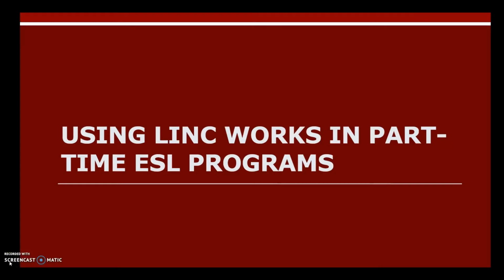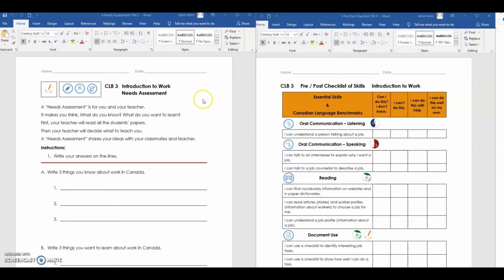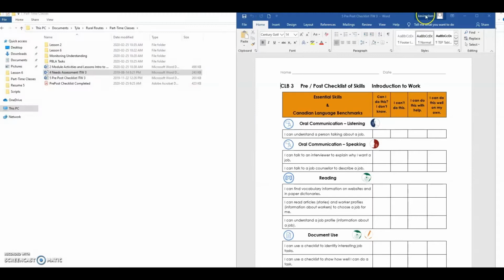Now, let's take a look at the documents you will need to go through this process. The needs assessment and pre-post checklists should give instructors and tutors a good idea of what the learners are most interested in learning about, as well as which tasks they need the most practice with. Using this information, select a few of the tasks from the pre-post checklist that the learners say they can't do, and plan to cover those in your class or tutoring sessions.